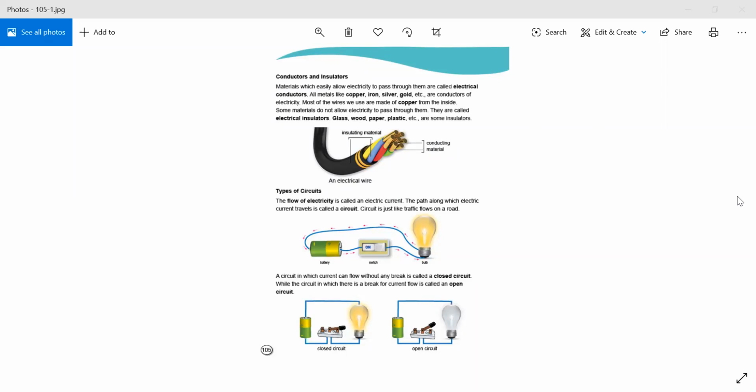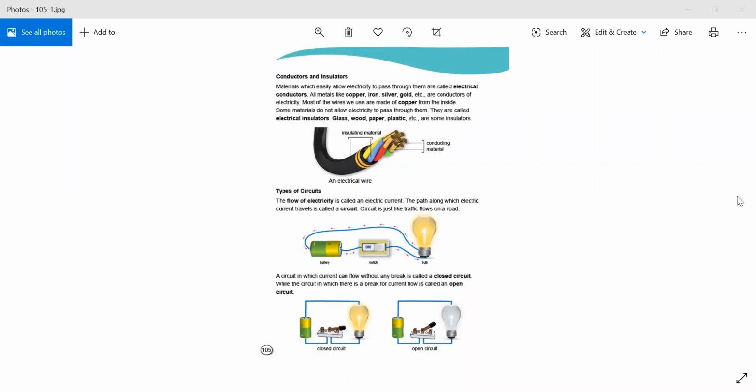If we talk about electrical conductors, those are materials which easily allow electricity to pass through them. For example, copper, iron, silver, gold, etc. They allow electricity to pass through them, so they are called electrical conductors. And obviously most of the wires which we use are made of copper from inside. For example, if you have a charger, almost all of them are made of copper wire from inside. This was electrical conductors which we studied.